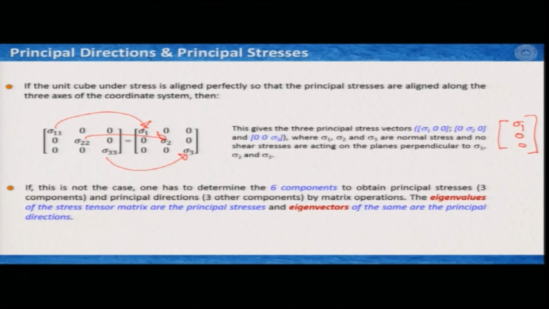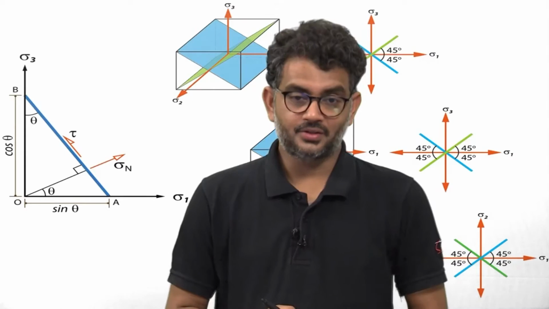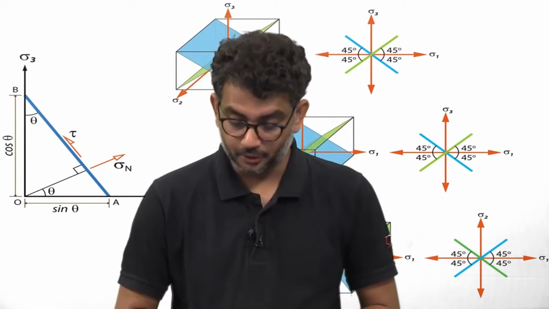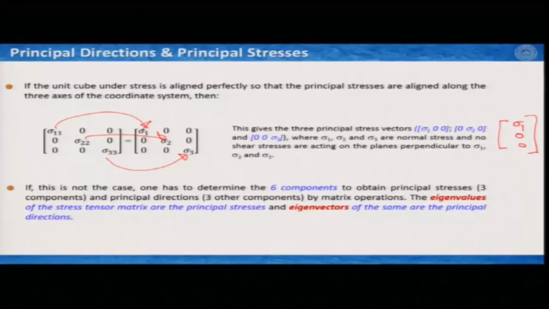Now, in matrix algebra, this is an interesting eigenvalue problem, but it is very simple, we will learn about it soon. So, the eigenvalues of the stress tensor matrix are the principal stresses, and the eigenvectors of the same are the principal directions. Now, we will learn how to derive it, we will learn how to get it.